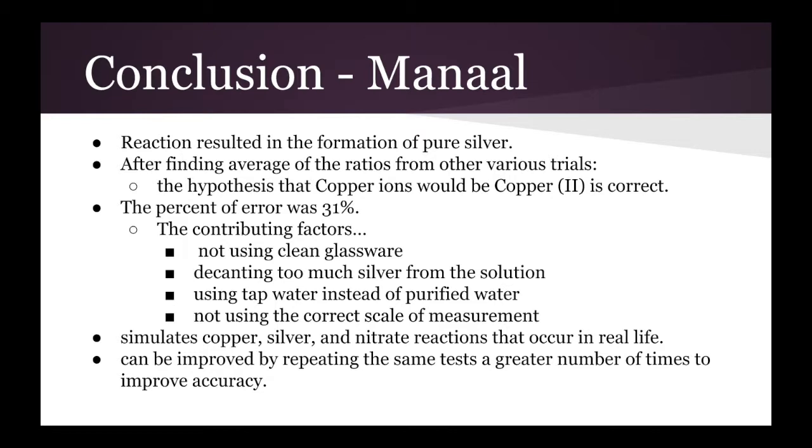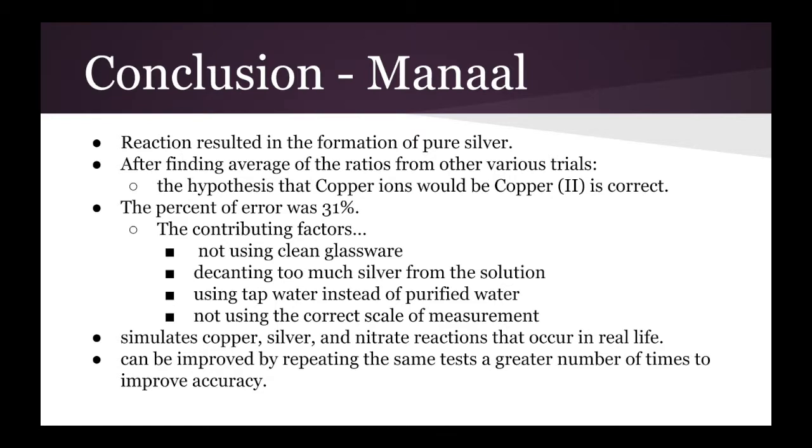The accumulation of multiple results proves that the hypothesis was correct. Since the ratio of moles of silver to moles of copper is 2, then the copper ion is in fact copper 2. Percent of error was 31.2%. The contributing factors that may have resulted in this percent error include not using clean glassware, not drying the silver enough, decanting too much silver from the solution, using tap water instead of purified water, and not using the correct scale of measurement during the experiment.